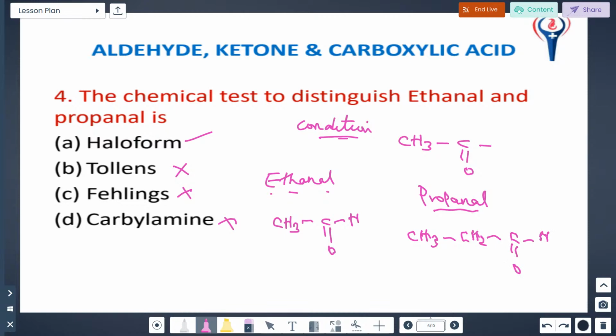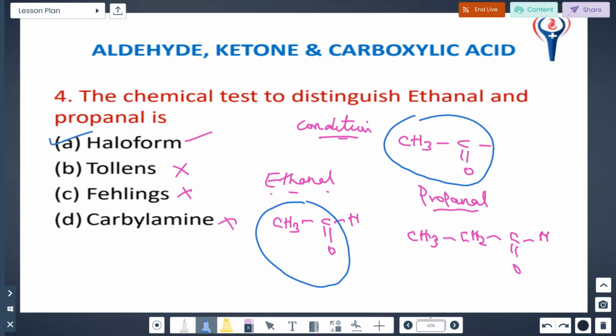See, what is the condition I told you? This is the condition: methyl ketone. So, which compound here has a methyl ketone? This one has the methyl ketone group, but the other is an ethyl ketone, so it will not undergo the reaction. If you do the iodoform test, this can answer, but this will not answer. Then only can we differentiate. So the test suitable to differentiate ethanone and propanone is answer A. Just remember the conditions.